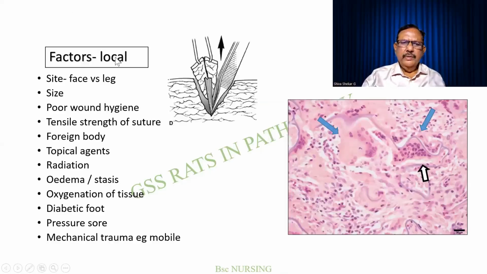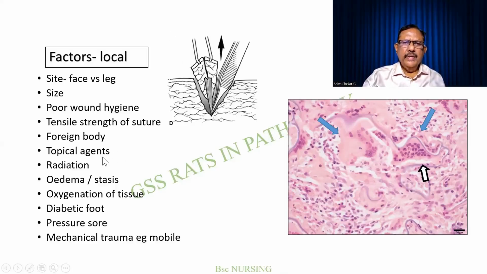Local factors, this is again very important. So look at this picture over here. There has been a tissue that is removed, but there is some foreign body that is left behind. We'll come to it later. So site, face you find faster healing than the leg wounds. Size of the wound, smaller wound, earlier healing. Poor wound hygiene, you find that it will delay. Tensile strength of the sutures. If the suture is too tight, it will lead to hematoma and necrosis. Foreign body, as in this picture, will prevent healing.